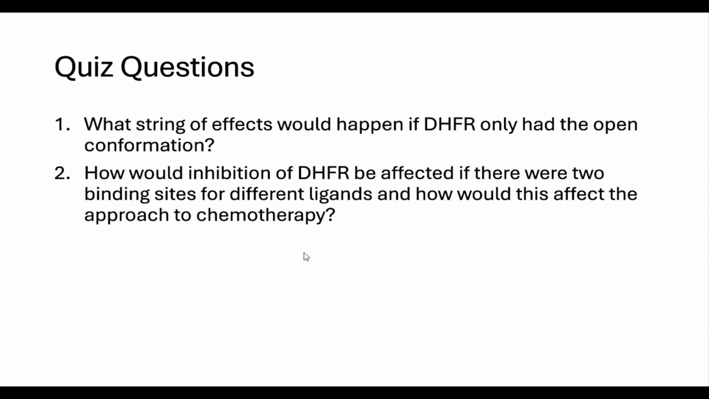Here are my questions. What string of effects would happen if DHFR had only the open conformation? And how would inhibition of DHFR be affected if there were 2 binding sites for different ligands? And how would this affect the approach to chemotherapy?